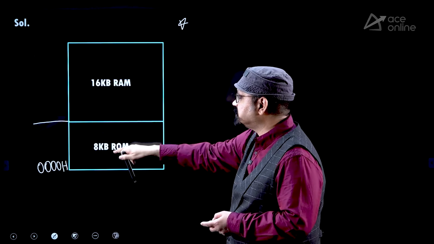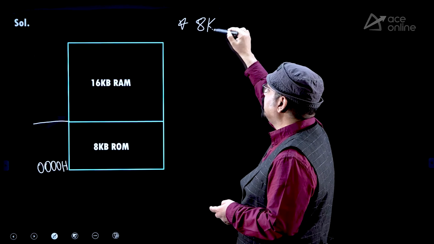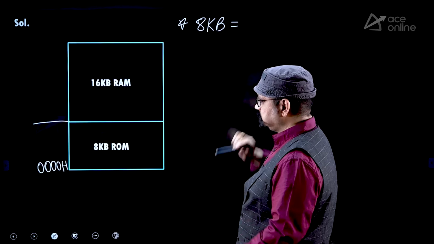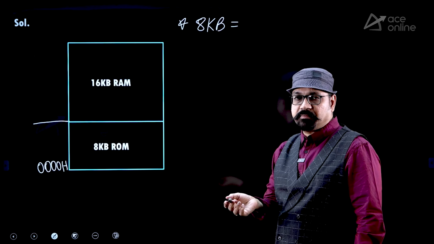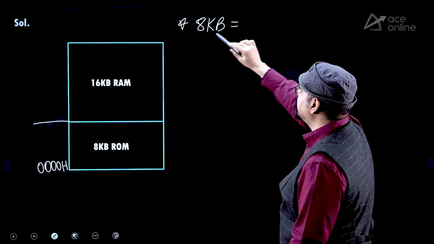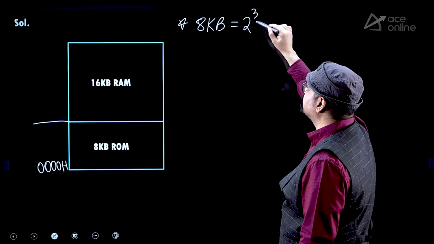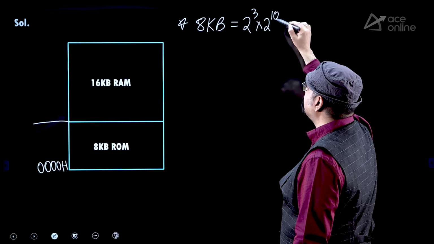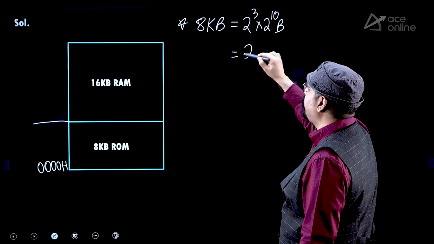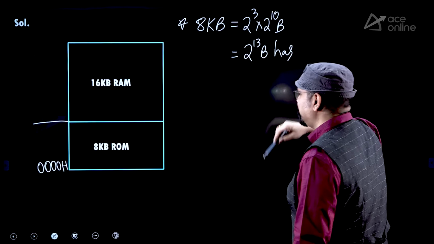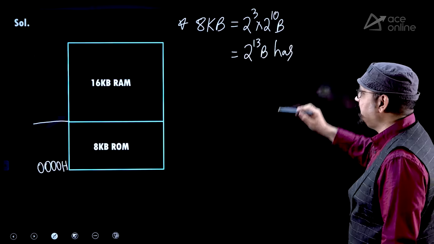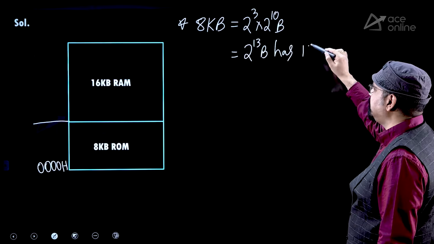So, let us start with this 8 KB ROM. From the given size of 8 KB, you can calculate the number of bytes, and you can calculate the address lines. 8 is 2 power 3, times 2 power 10 bytes, that is 2 power 13 bytes. A 2 power 13 bytes memory, let it be ROM or RAM, that is not the point, has how many address lines? 13 address lines.